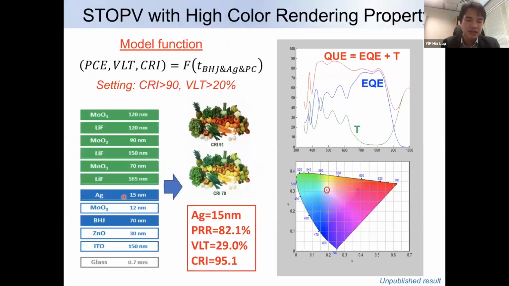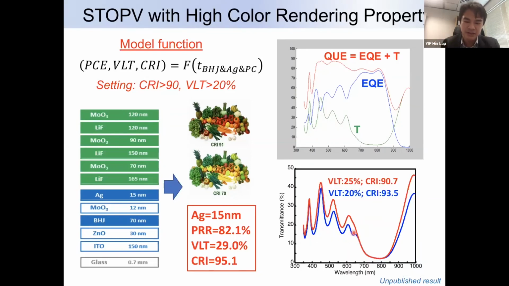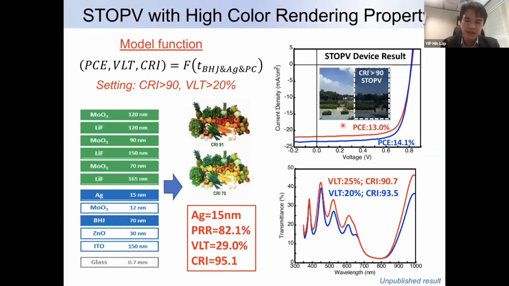And here I show you another example. We can even ask the computer to design the structure that gives us a very good color rendering index, with performance, transmittance, and color rendering index as a function of the different layers. And then this is the generated simulated result. You can see the red, green, and blue peaks giving a very neutral color, and this is the experimental result matching very well with the simulation, and we are getting very high performance out of that.